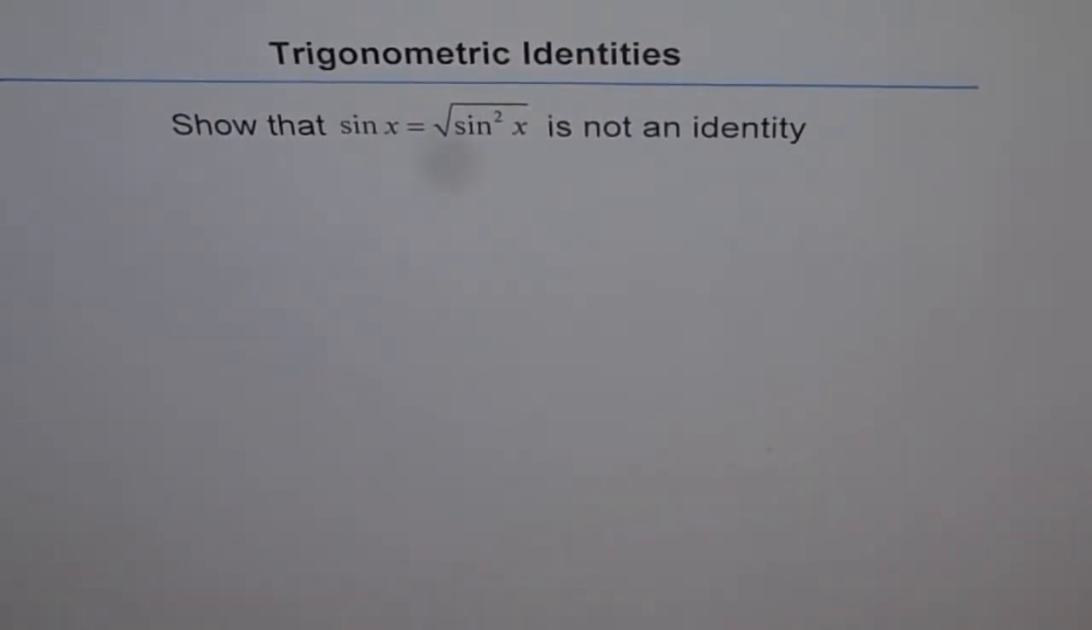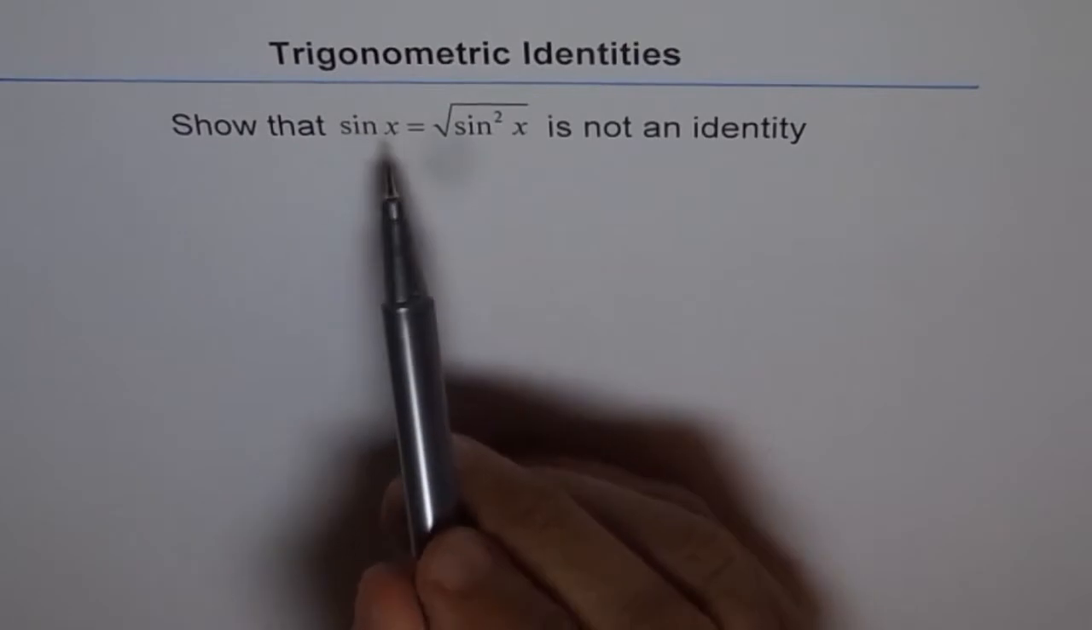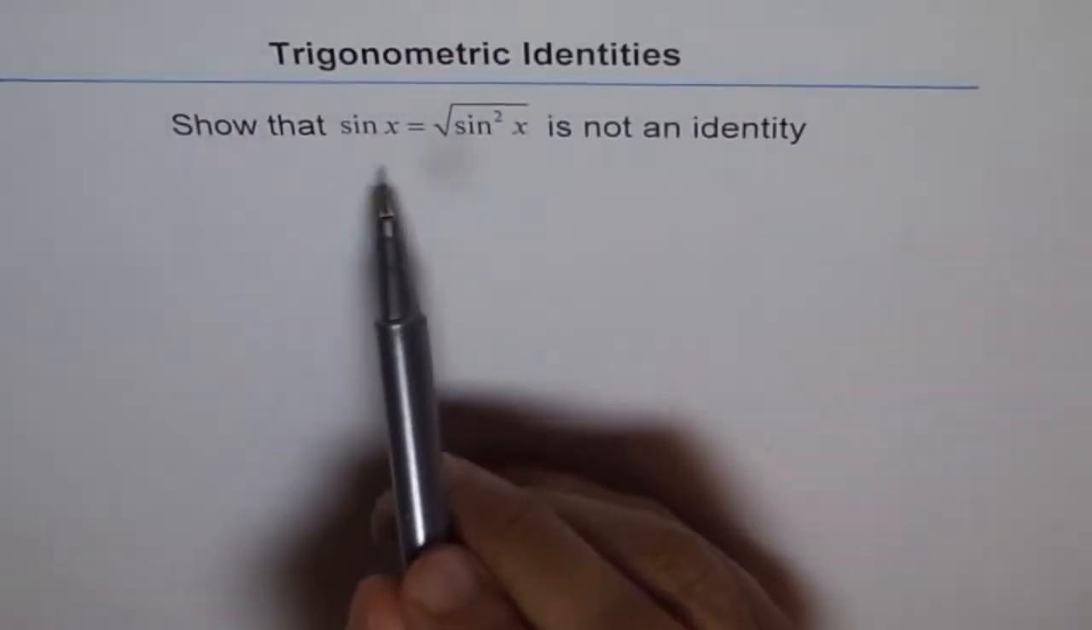Trigonometric identities. Show that sin x equals the square root of sin square x is not an identity. Well, that's a very important and interesting question. Now here let me also explain the difference between an equation and an identity.